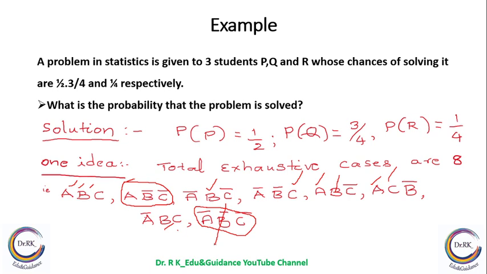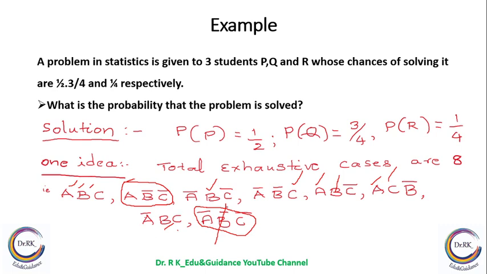Now the sum of all the probabilities: P of A intersection B intersection C plus P of A intersection B bar intersection C bar and so on. Because they are independent events, we know the rule: P of A intersection B equals P of A into P of B. That can be extended for any events. So that is the raw way of doing it. I think we can try it later.